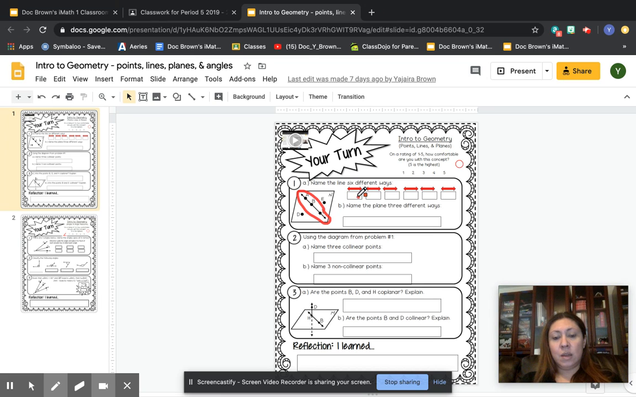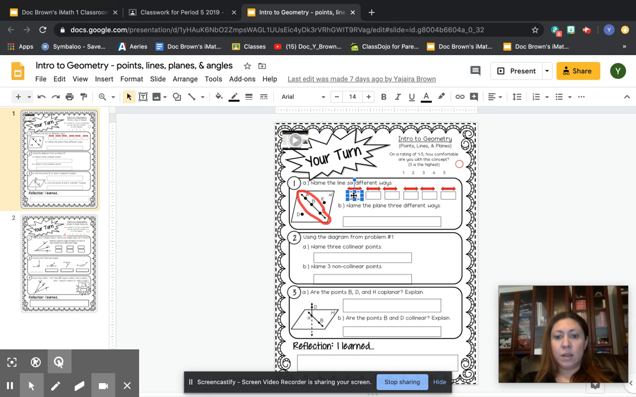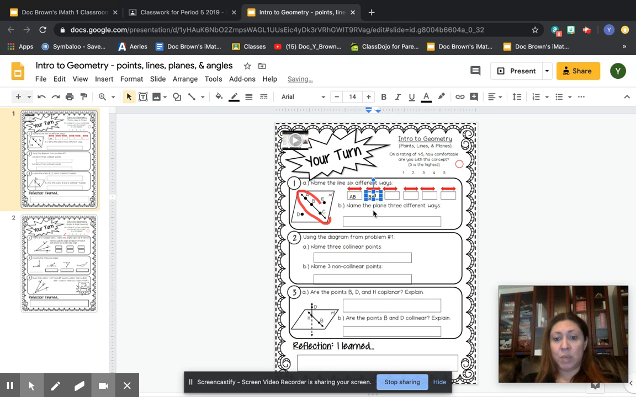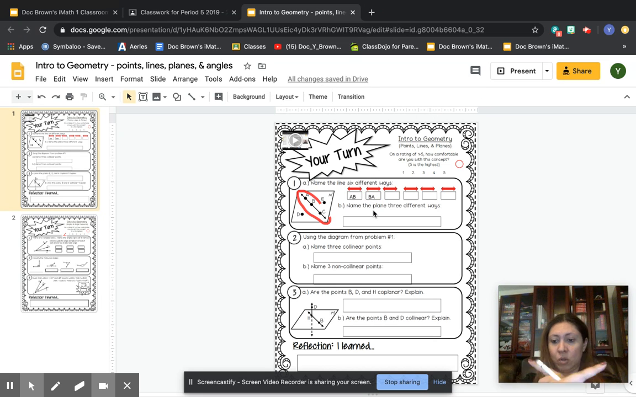So I can click in here and go, okay, there's an A, there's a B, and there's a C. You can't see it because I just erased it. But I can label this guy A, B. All right. If I do AB, then I can also do BA. You can just swap them.